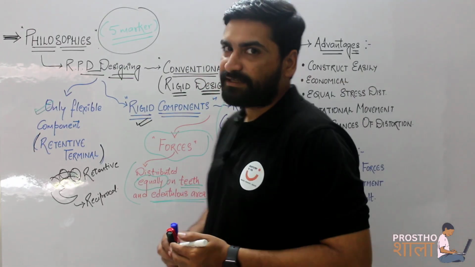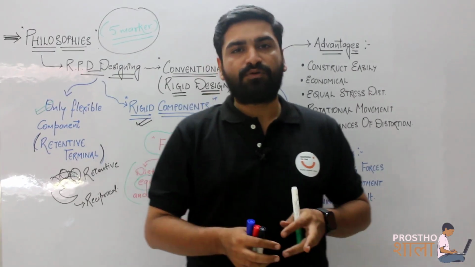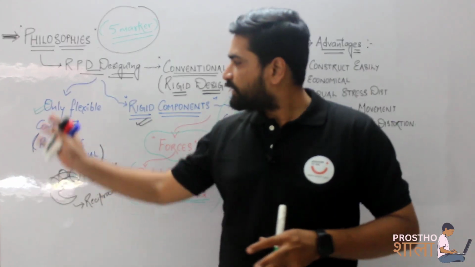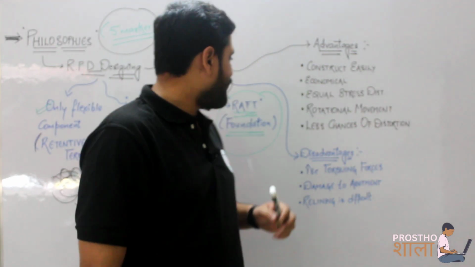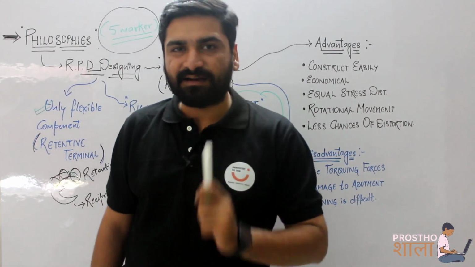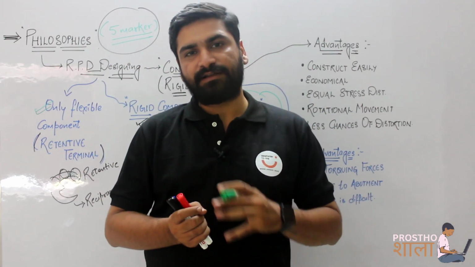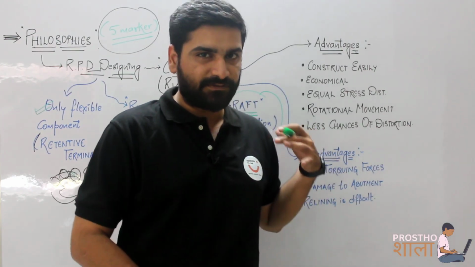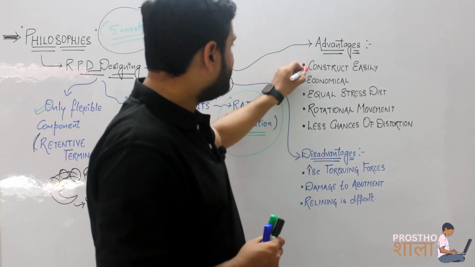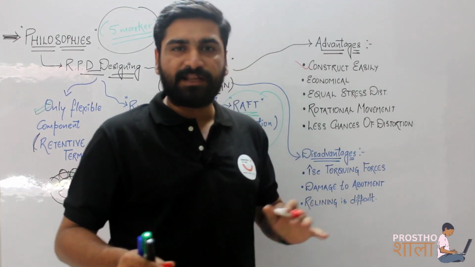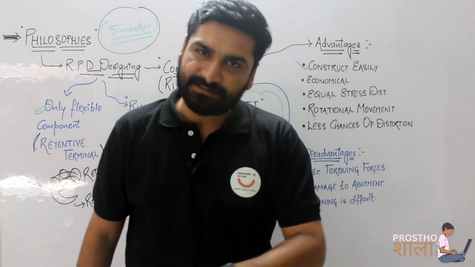So here the philosophy is that firstly the designing will be with the help of the rigid components. Moreover, when the components are rigid, the only flexible component is the retentive terminal of the clasp, that is the retentive arm, and other components act like a raft foundation, right? In this scenario, if we consider the RPD or the cast partial denture which is made according to this philosophy, the advantages will be it can be constructed easily because you have a straightforward procedure. You did not take different impression techniques to record the tissues separately and the teeth separately, right?